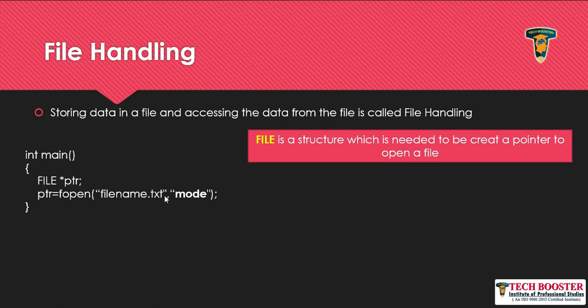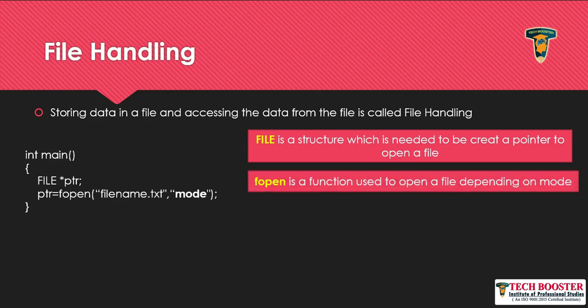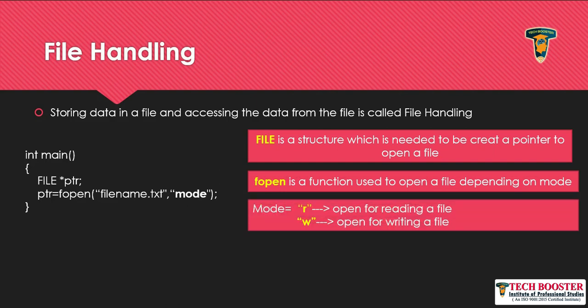This is nothing but our text file, and then we'll have this mode. So here in this case, fopen is a function which is used to open a file depending on the mode. And whenever I talk about mode, there are many modes available, but the common mode which we'll be using in most often cases is your reading mode and writing mode. Here we have r mode, which is normally used to open a file for reading purpose, and we have w mode, which is normally used to open a file for writing purpose.